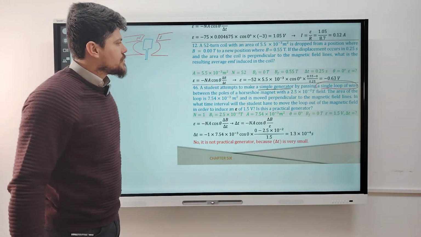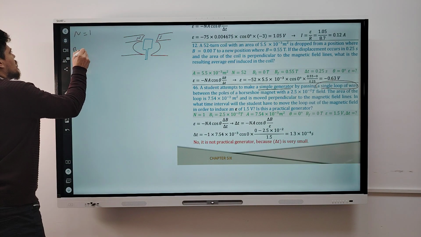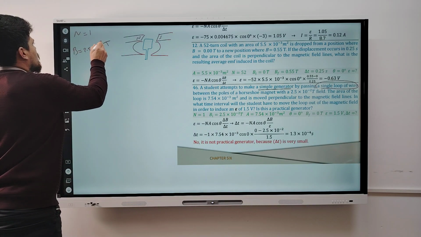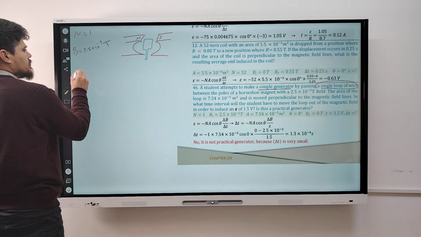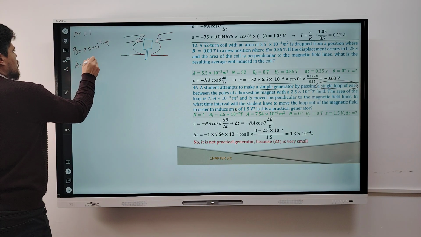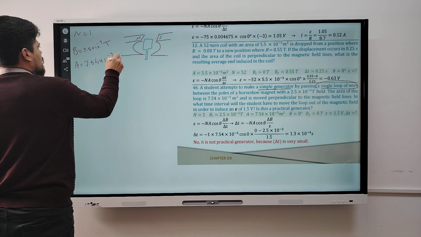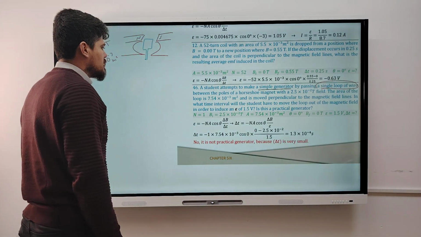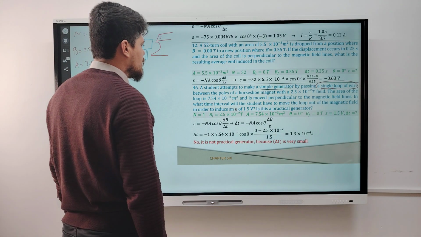Okay, with 2.5 times 10 power negative 2 Tesla. B, 2.5 times 10 power negative 2 Tesla. The area of the loop is 7.54 times 10 power negative 3 meters square and is moved perpendicular to the magnetic field lines. In what time interval would the student have to move the loop out of the magnetic field?